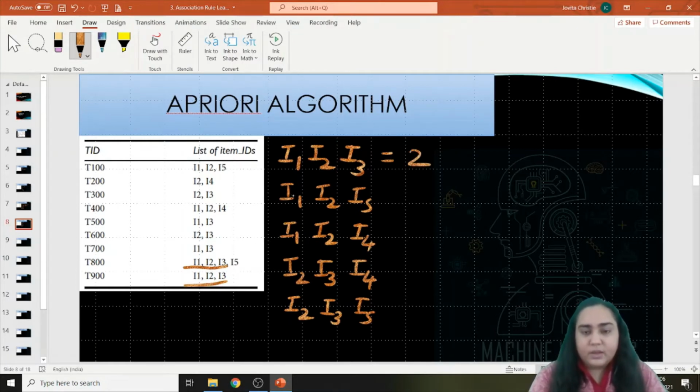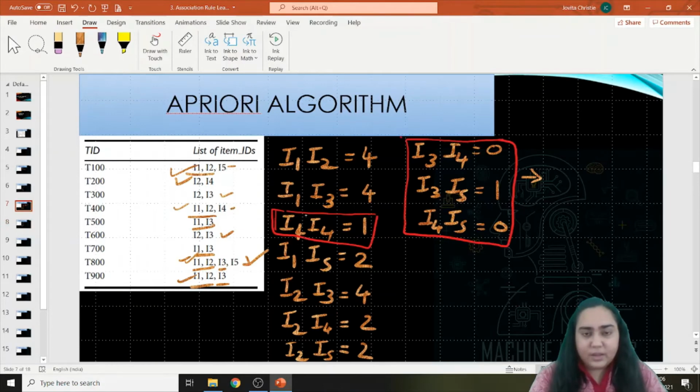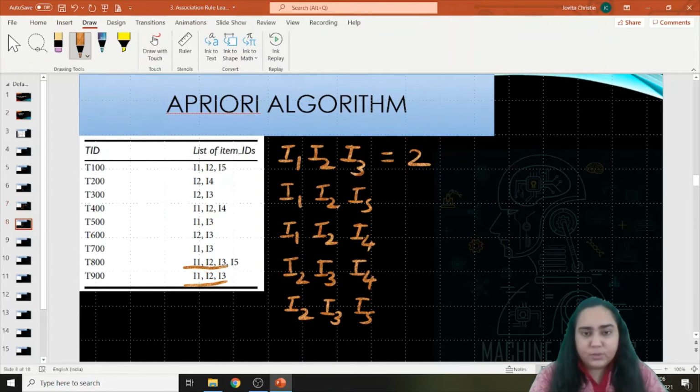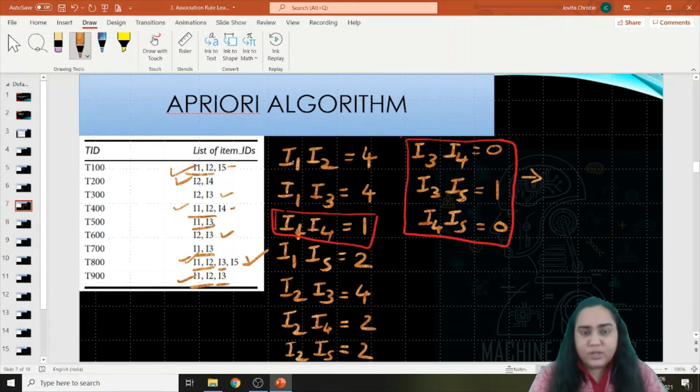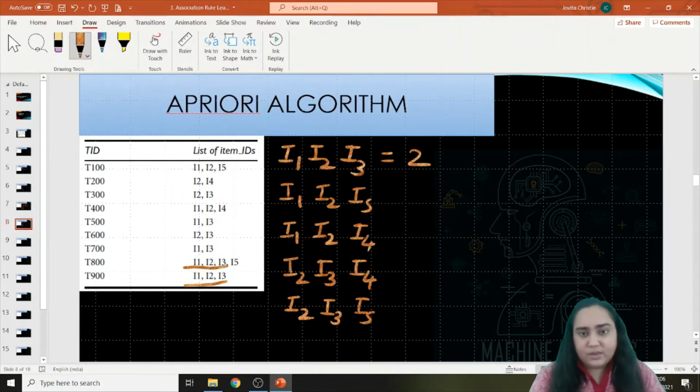Let's also once again go back and now calculate for I1, 2, and 5. Should we keep it? So we need to have 1, 2. We need to have 2, 5, but we also need to have 1, 5, which is also present. So that means we can keep this and we calculate the support count of 1, 2, and 5, and you'll notice 1, 2, and 5 are appearing twice. So 2 times.